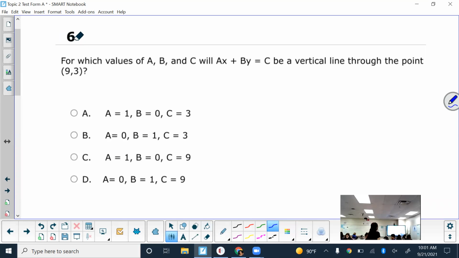Right. But for number 6, which values of A, B, and C will Ax plus By equals C be a vertical line through the point 9,3? So think about when we learned about vertical and horizontal lines. They have special equations. So that's either x equals or y equals. If it's a vertical line, which one is it?